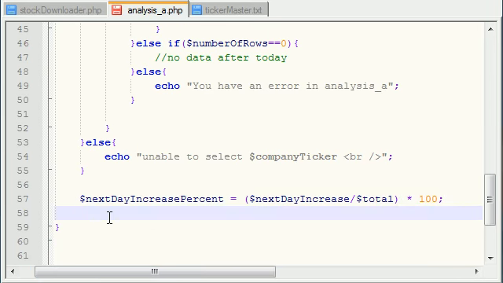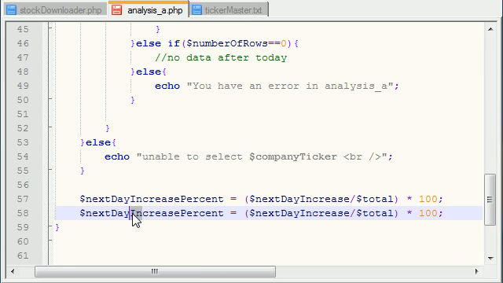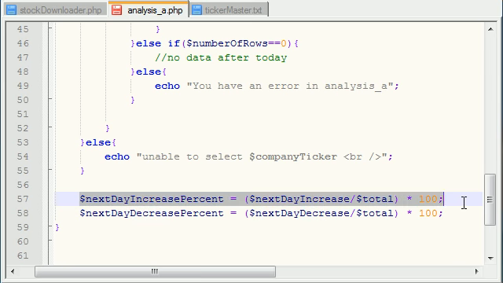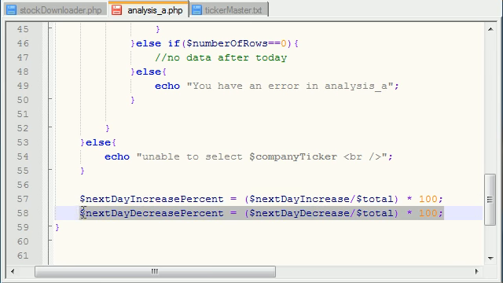Now I'm going to do the same thing for decrease. You guys probably could have guessed that. Next day decrease percent would be next day decrease over total times 100. So in my example, it would be 80 for this and 20.